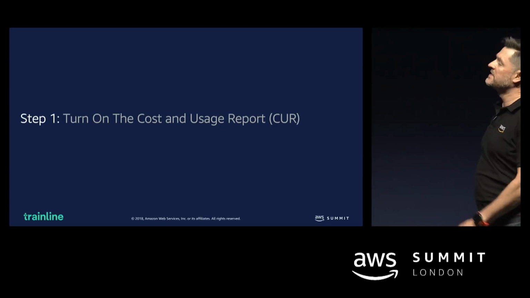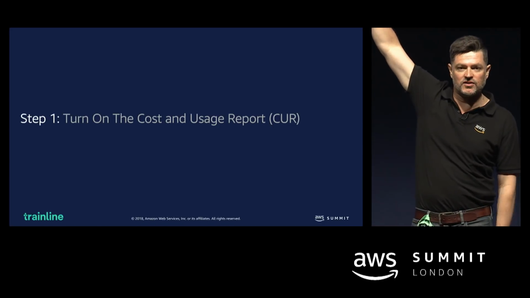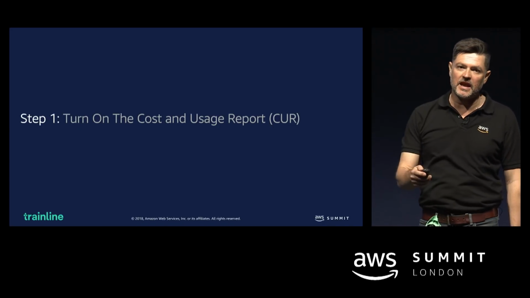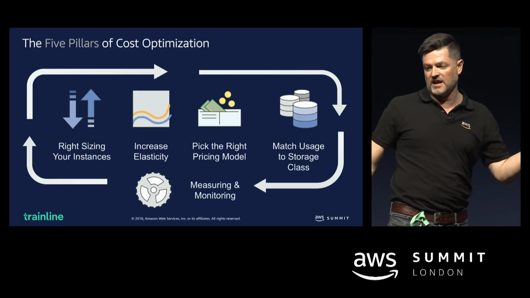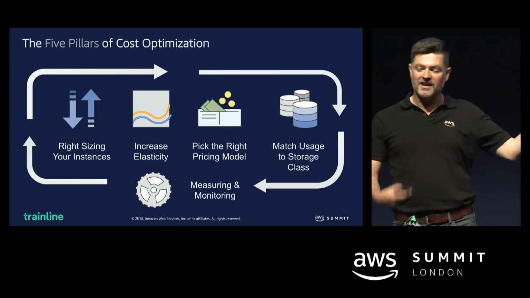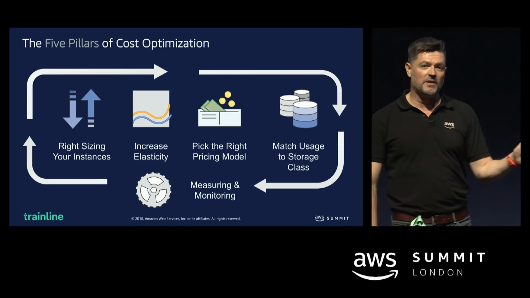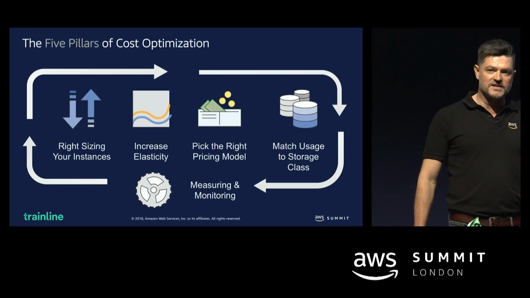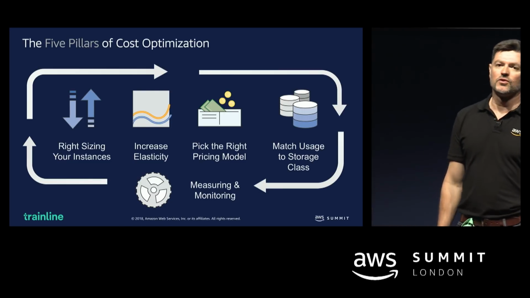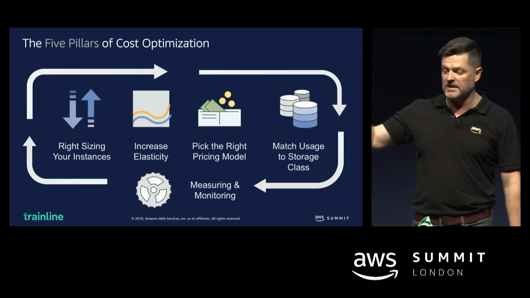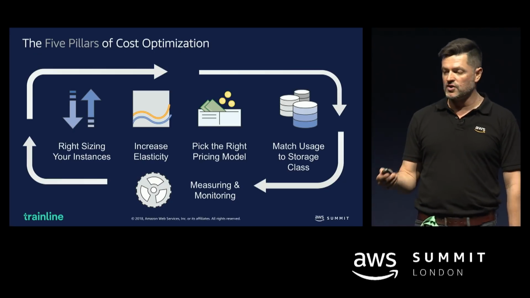In summary, from my side, number 1, go turn on the cost and usage reporting. You'll find that in your billing area of your console. Number 2, don't forget the 5 pillars: instance right sizing, elasticity, pick the right pricing model, RIs, go and investigate. Tons of work to be done there, tons of opportunity there. Right, finding the right storage class. And lastly, but not least, wrapping it all up, measuring and monitoring.